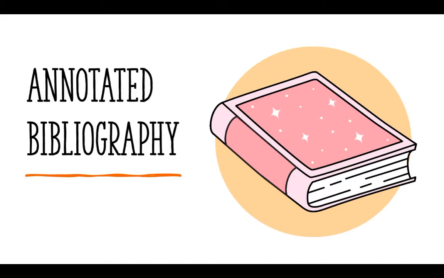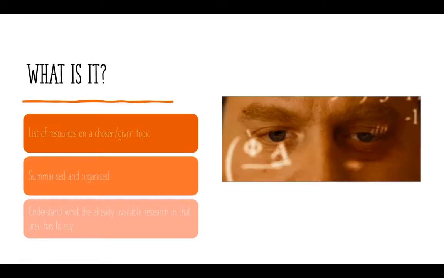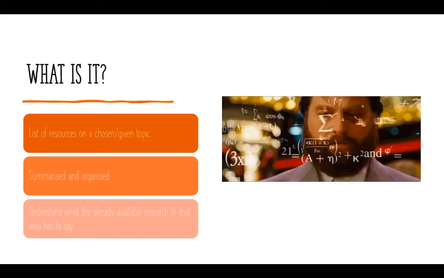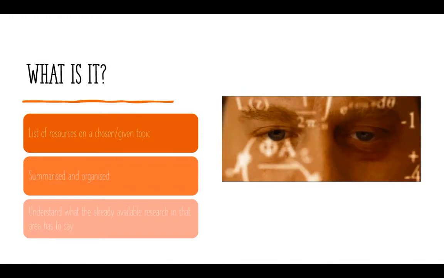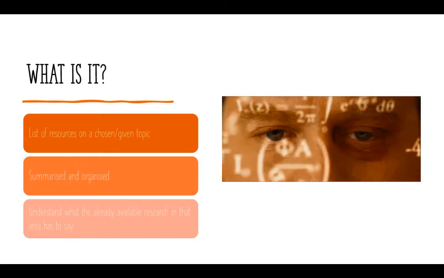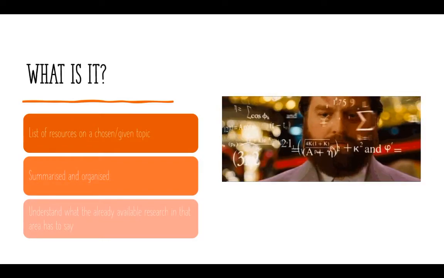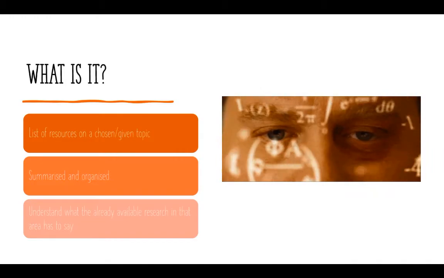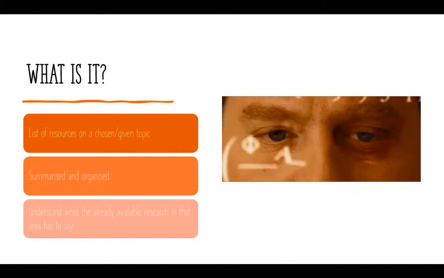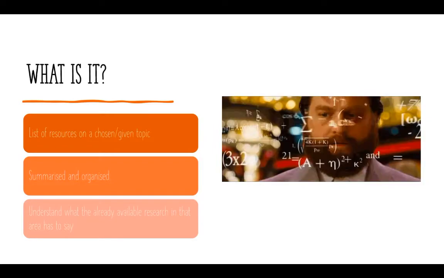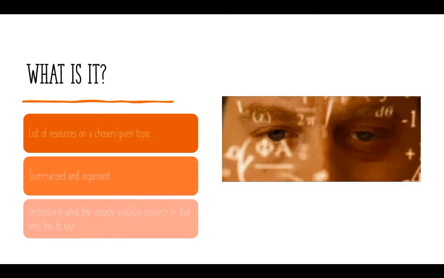In this video, I will be going over what an annotated bibliography is and how to write one. An annotated bibliography serves different purposes, but in general, it is a document that summarizes and organizes a range of research citations that you have chosen for your given topic. It helps you understand what research already exists in that area or topic and what it has to say and what still needs to be done.